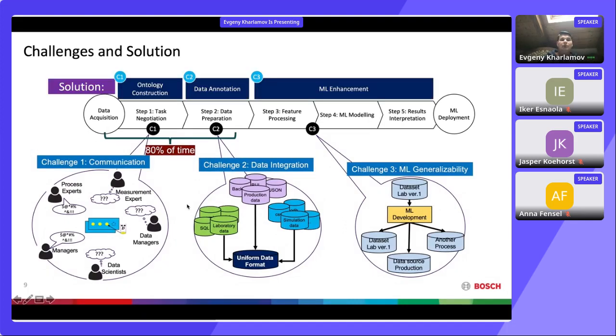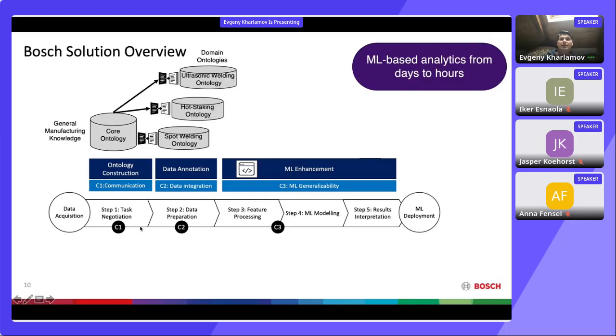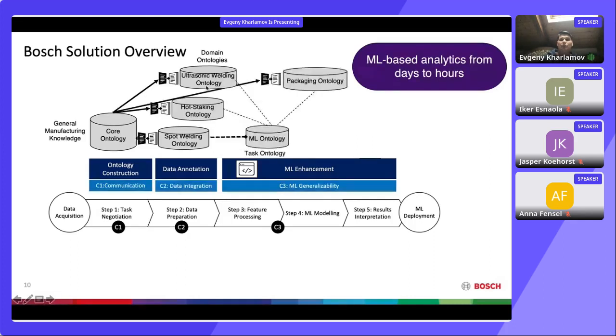So we layered ontologies over this pipeline, like the core ontology for task negotiation, then some domain ontologies for data integration, and so on. And it could be extended with other ontologies, like packaging ontologies, if you go to other production things, and machine learning ontologies as well. And this can help also to form machine learning pipelines in ontological form and store them.